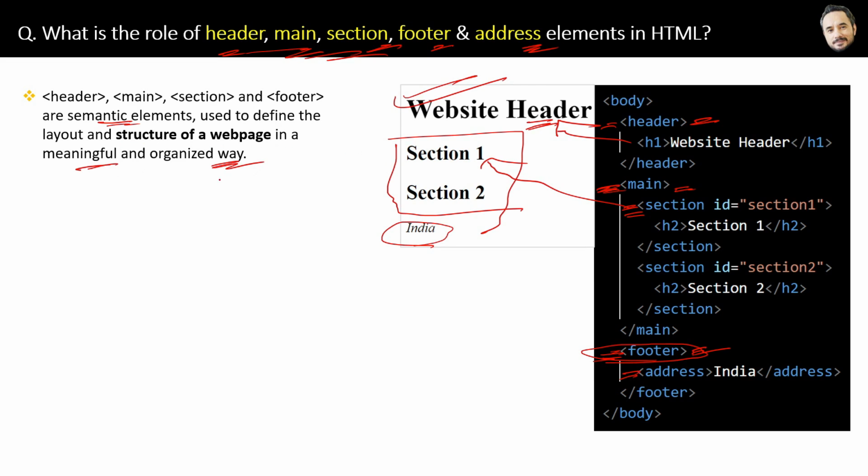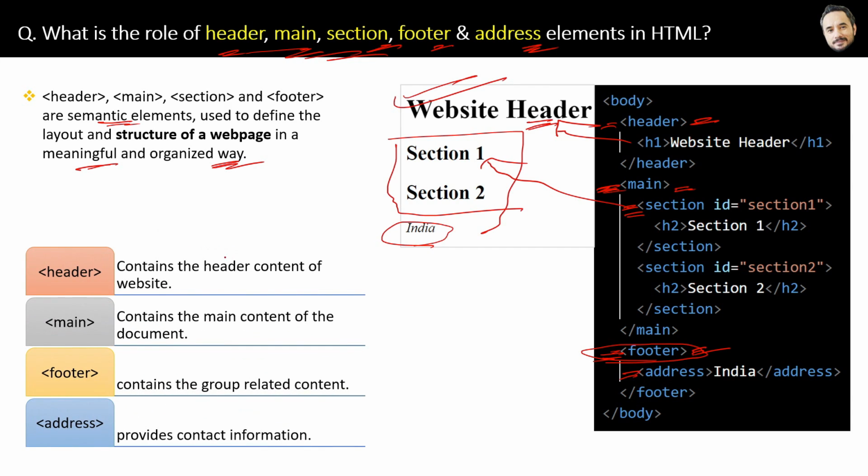And these elements are very important from an SEO point of view also. Okay, so that is the short story about these elements, why these are so important. And here is the brief description of all of these elements. Very easy to understand, same as what I already explained just now. That's it.